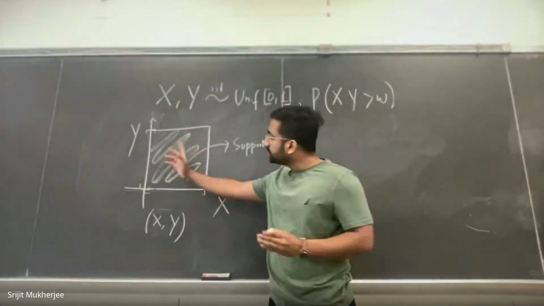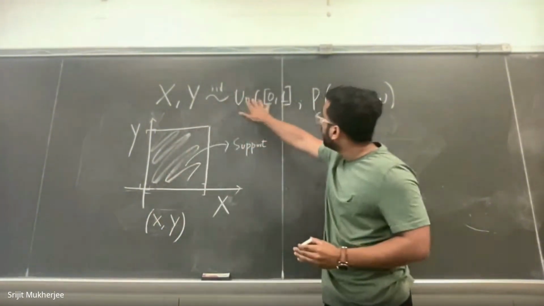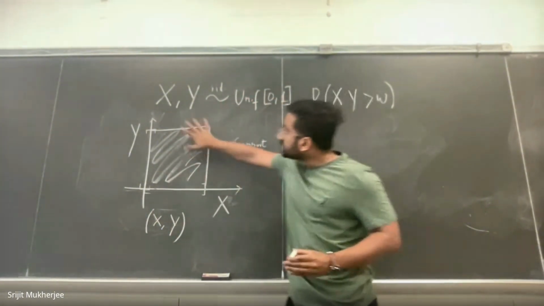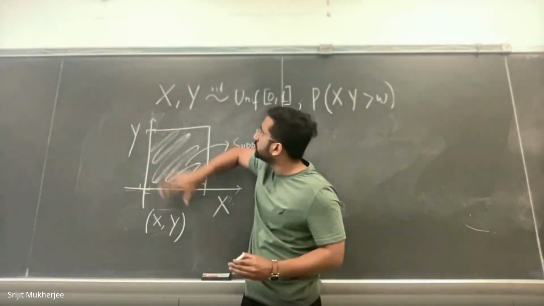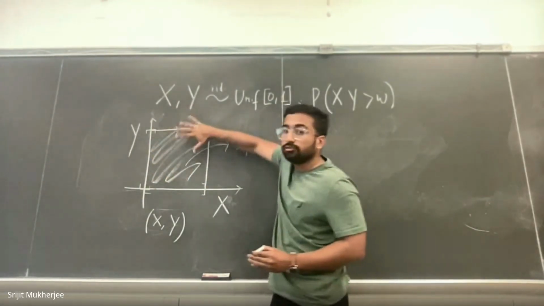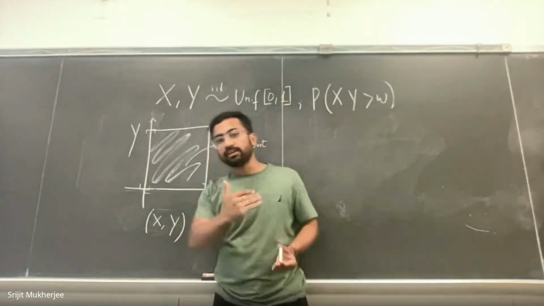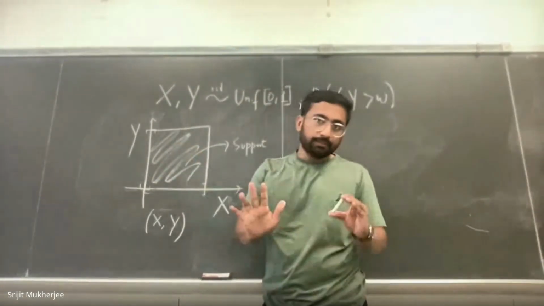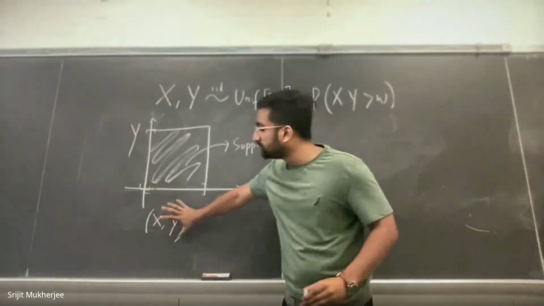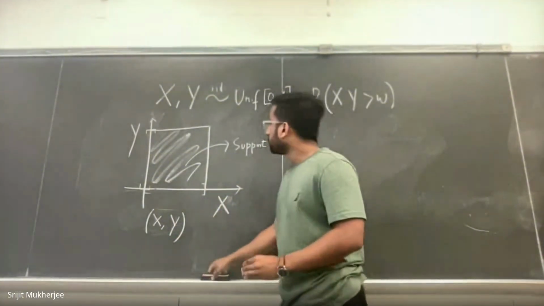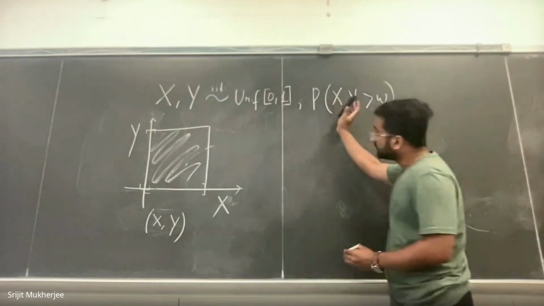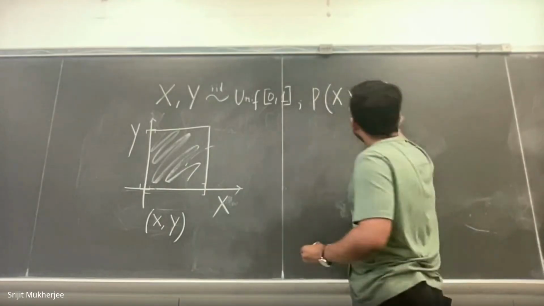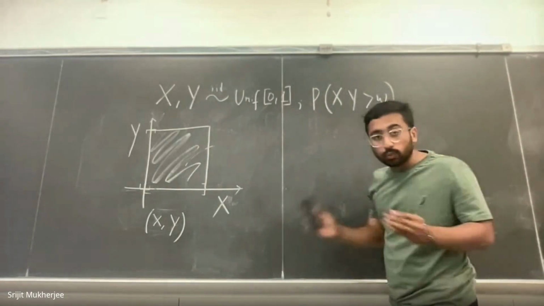Now, what is the density of x, y? Since they're IID uniform, if you imagine the z dimension, you will see that it's 1 all over this. So the total volume will become 1 if you integrate it, and hence it's a valid probability density function of this joint distribution. So this is the support, and then we will draw the region where x times y is greater than w.